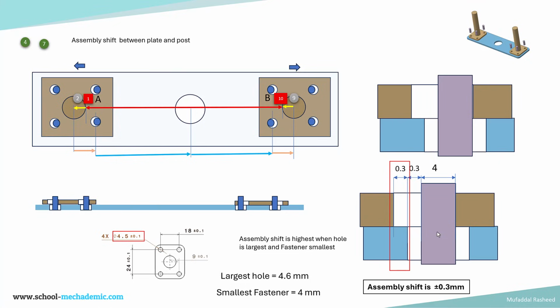Again, what happens is the posts move outward, they shift in the assembly and the fastener comes into contact with the edges, and when that happens we can calculate the assembly shift which has happened, which is calculated based on this. So the largest hole and the smallest fastener, that is a gap of 0.6 mm, and out of that 0.3 is the shift of the post, that is the assembly shift.